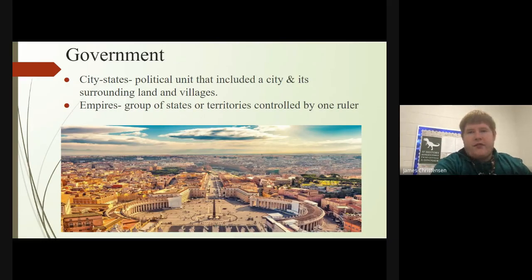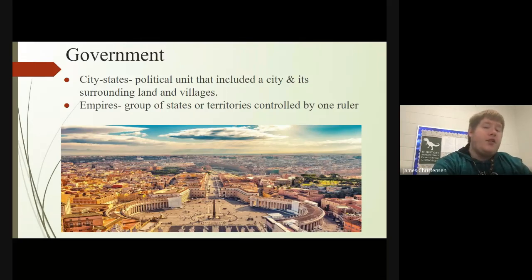Again, we got to talk about government. That one's important too. We have what rises to be city-states, or political units that include a city and its surrounding land and villages. We'll talk a lot more about the idea of city-states in Unit 2 when we get to ancient Greece, because they really popularized the idea of city-states.